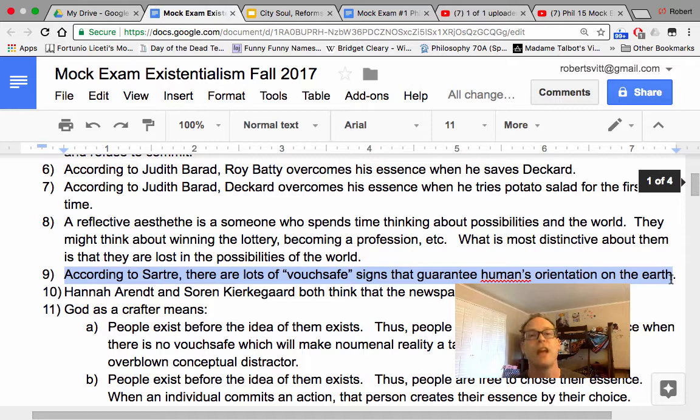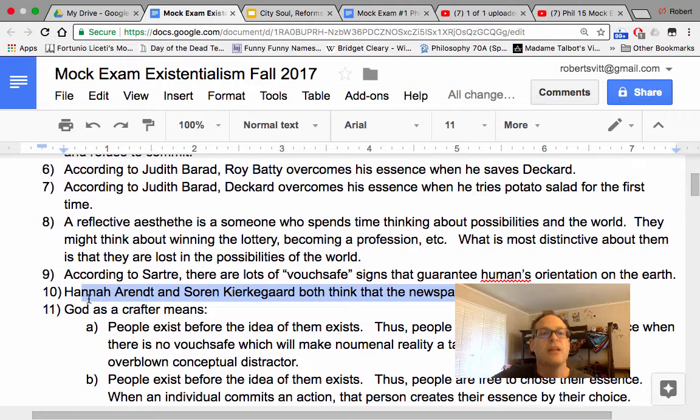All right. Number 10, Hannah Arendt and Søren Kierkegaard both think the newspaper is a great thing. Okay. The answer to this is false. Remember, Kierkegaard doesn't like the newspaper. He thinks that it's a bad thing. Hannah Arendt thinks that it's a great thing. Now, they're both talking about the newspaper, but to be more specific, Hannah Arendt was talking about freedom of the press, right? But ultimately it doesn't matter. This answer here is false.